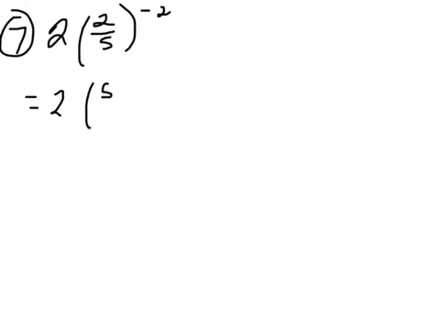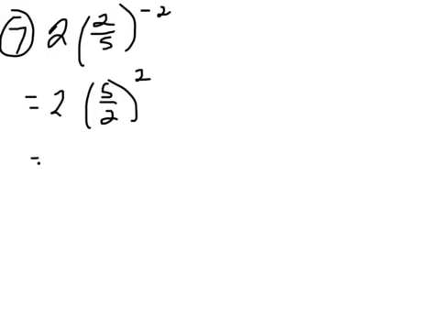Okay, for number 7, we have 2 times (2/5) to the negative 2 power. There's not a whole lot to do here to simplify. I can just write that first 2 down, but since I've got this fraction raised to a negative power, what I can do is flip the fraction and make the negative exponent positive. That's a quick way to take care of it.